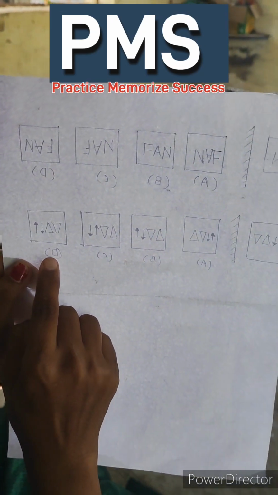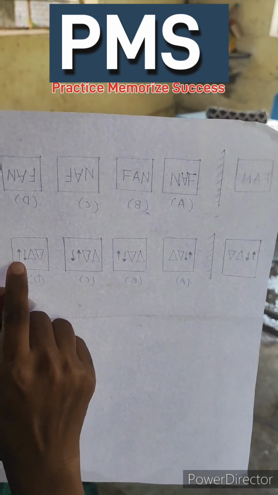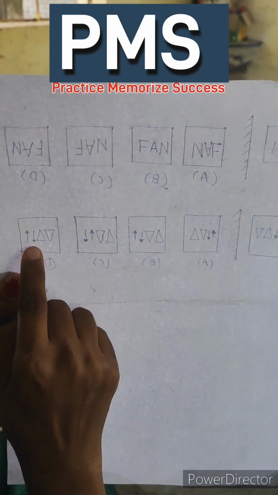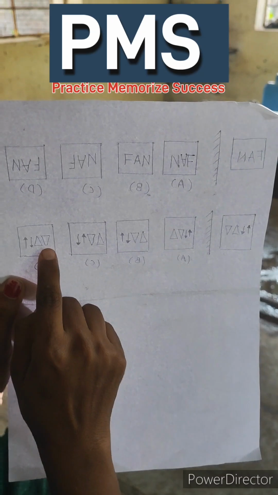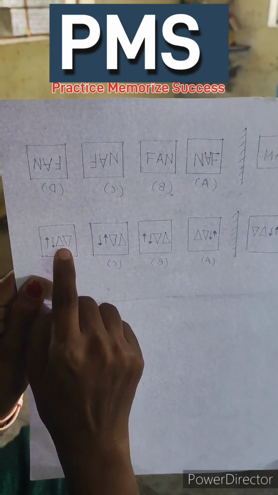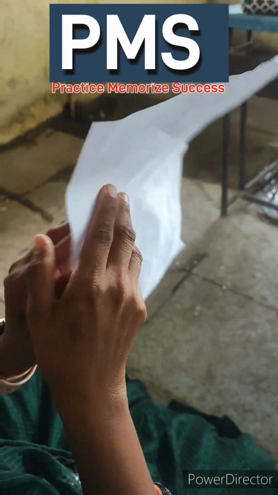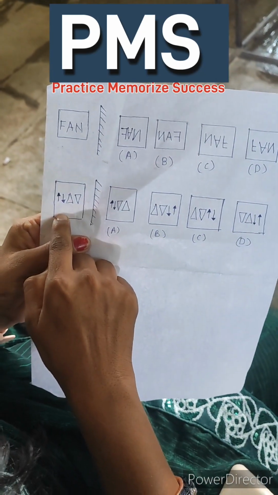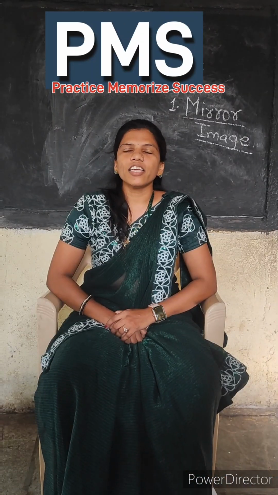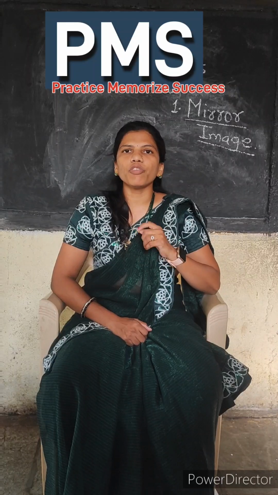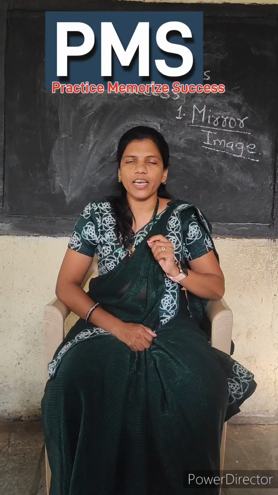Now we will come to option D. In option D, we can clearly see the first arrow is in the upward direction, the second one is in the downward direction, the third triangle is in the upward direction and the fourth triangle is in the downward direction. So this is the correct answer and this is the mirror image of the question. So the answer to this question is option number D. So students, in the questions of mirror image, we need to flip the page and see it into the light. Then you will get your perfect answer.